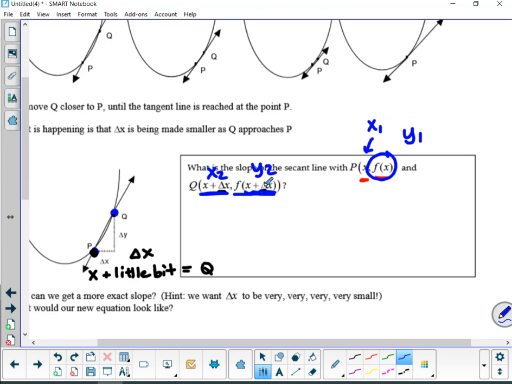Yeah? No? Are we going to have subscripts on these types of equations? We can, yeah.